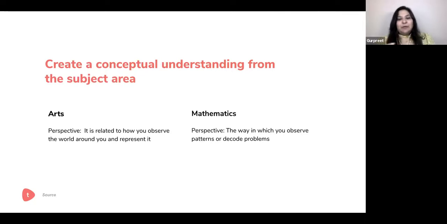Absolutely. When we start looking at the concept of perspective, Jiten and I will talk from the point of view of mathematics, and you can take up the arts here. So when we talk about the concept of perspective from mathematics, we need to understand that it's not just about perspective drawing, but about how we as mathematicians would look at decoding problems.